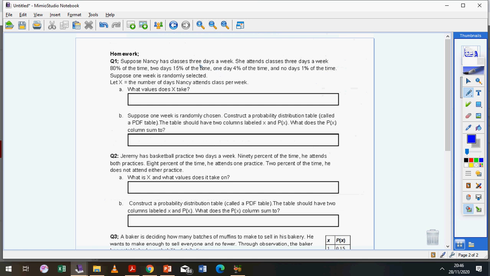So remember, she attends class 3 days a week, and it's telling you that X is the number of days Nancy attends class per week. So the values that X can take on can be 0 because she can go to class 0 days a week, 1 because she can go to class 1 day a week, 2 for the same reason, and 3 because the maximum is 3 days a week. So it could be 0, 1, 2 or 3. Suppose a week is randomly chosen. Calculate the probability distribution. Construct a PDF table, and the table should have 2 columns labeled X and P of X. What does the P of X column equal to?